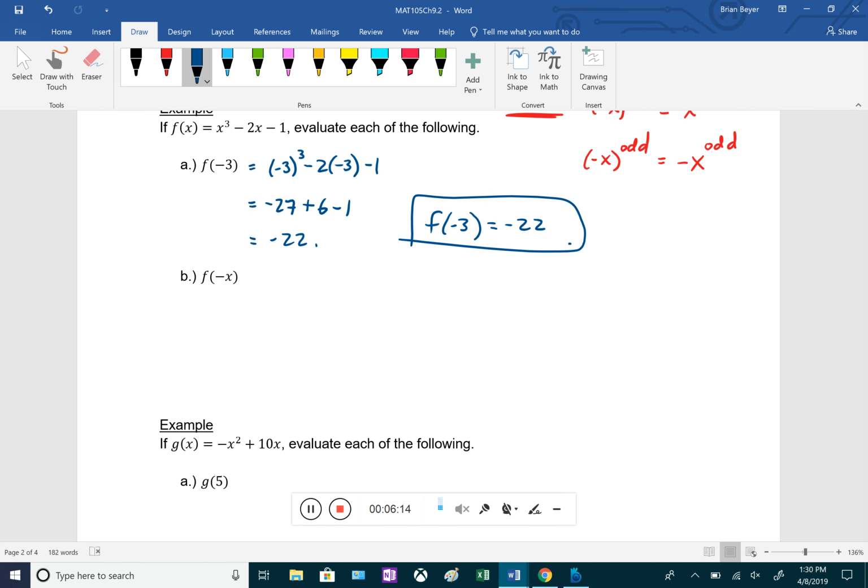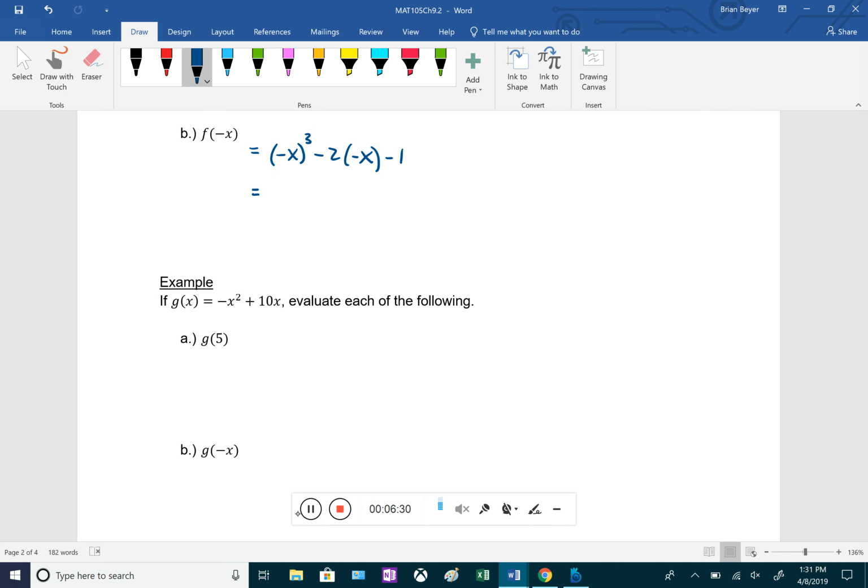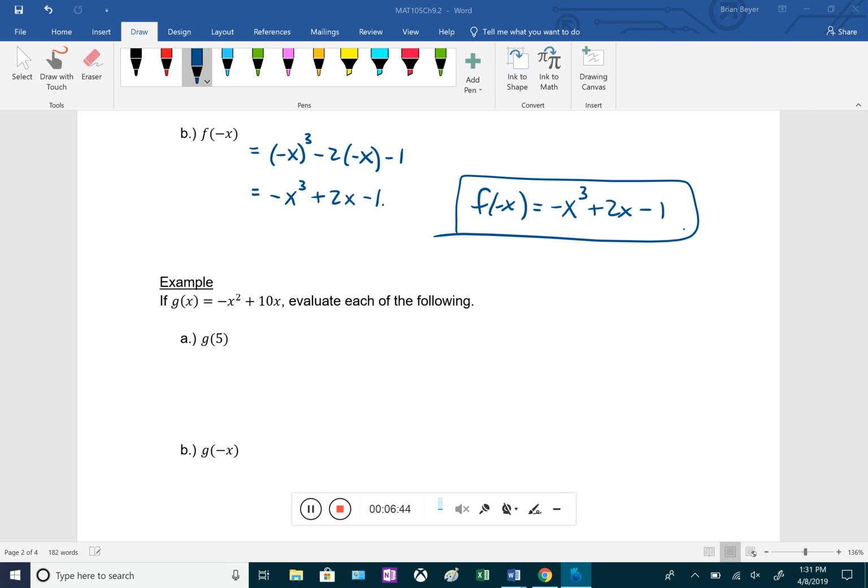And then for this last one here, f of -x, we plug in a -x everywhere there's an x. We get -x cubed minus 2 times -x minus 1. And now simplifying this, -x to an odd power, it stays negative, parentheses dropped. And then negative times a negative, we get plus 2x minus 1. So this gives us f of -x equals -x cubed plus 2x minus 1.